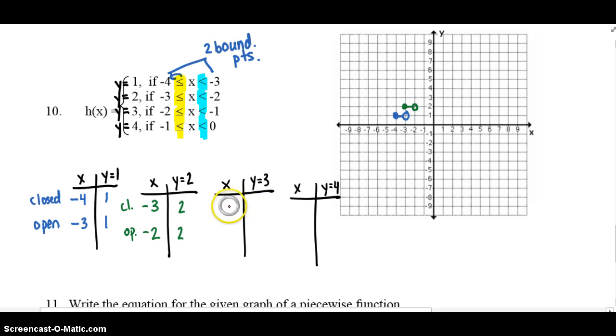Alright, keep going for this third one. My 2 points are -2 and -1. Once again, closed and open. And then my y value for both of them will be 3, because it's y equals 3. So -2, 3, that's closed, -1, 3, that's open, and connect the dots. And now just one more. My last one should have x values of -1 and 0, with -1 being closed and 0 being open. And my y value will both be 4. So -1, 4, that one's closed, and 0, 4, that one is open.